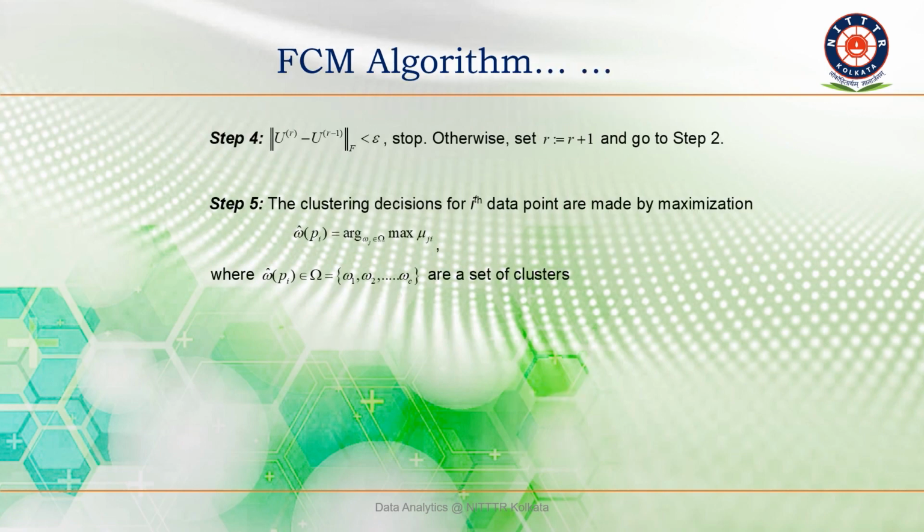Step 4, we take the stopping criterion, which is the difference between the current value of the membership function and the previous value of the membership function. If the difference is less than a certain threshold epsilon, then we stop; otherwise we move to the next iteration for convergence. The clustering decisions for the ith data point are made by maximization. Wherever a pattern has the highest membership value, that particular class label is assigned, and that unlabeled data will be clustered in that class.